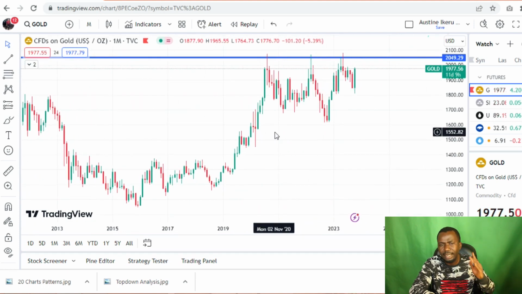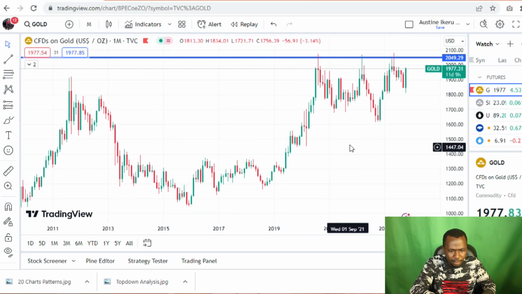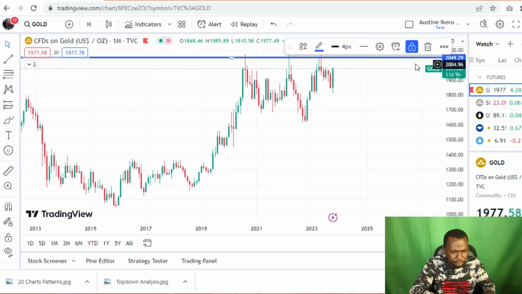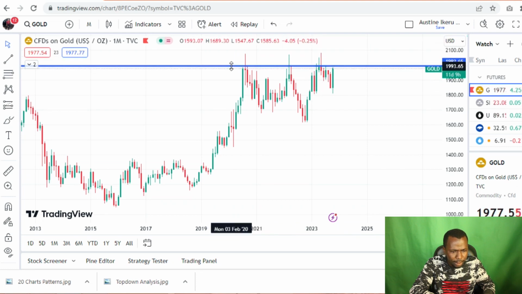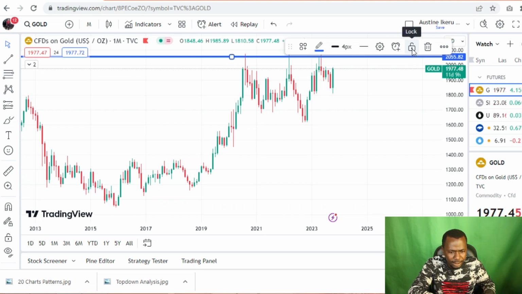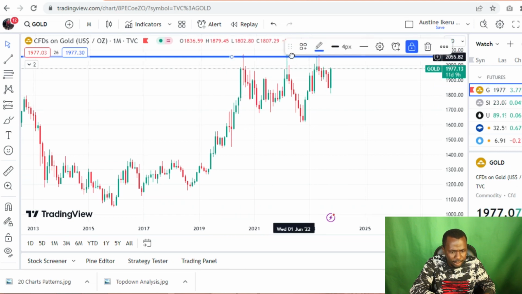You look at the key levels, that is the major key levels, the support and resistance levels. I've already mapped out the major key levels I have here. So these are the key levels. Then you can simply lock it, so that in case you're moving your cursor, you can't take it away. You see, it can't move.